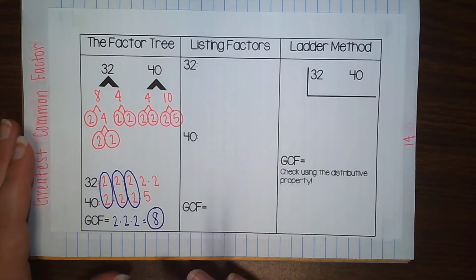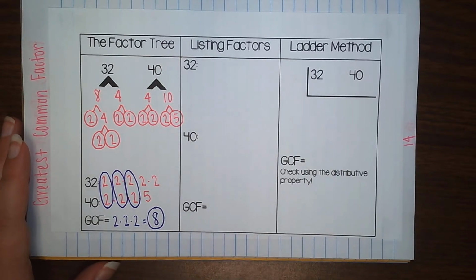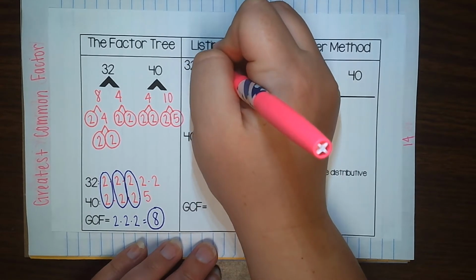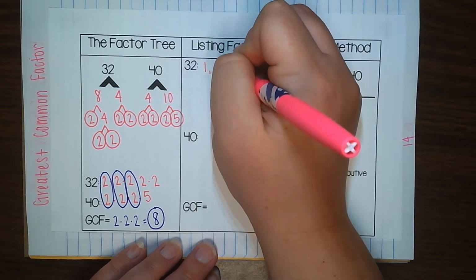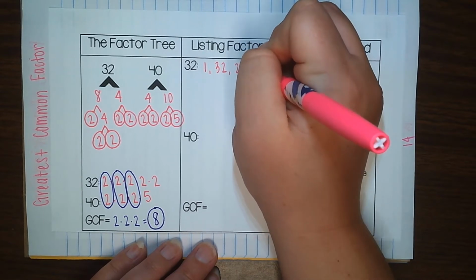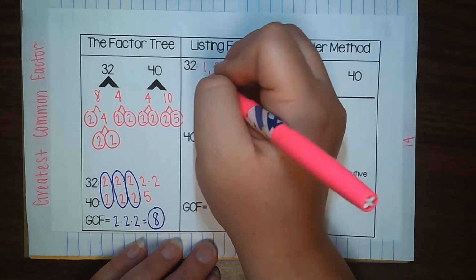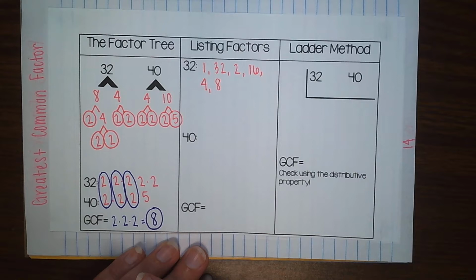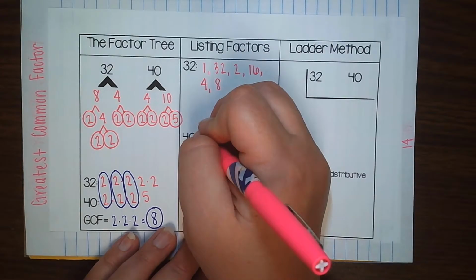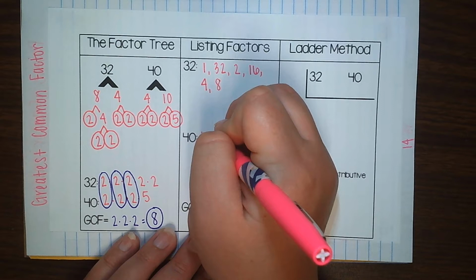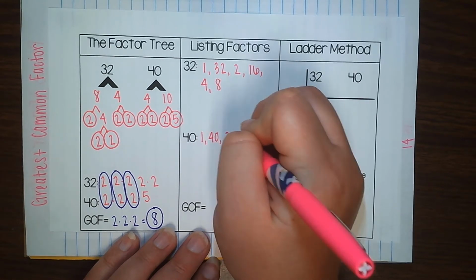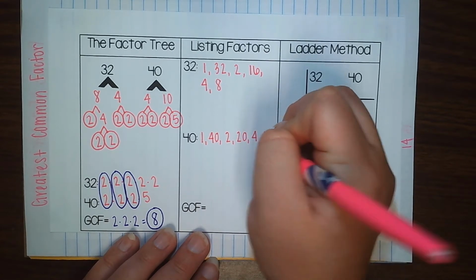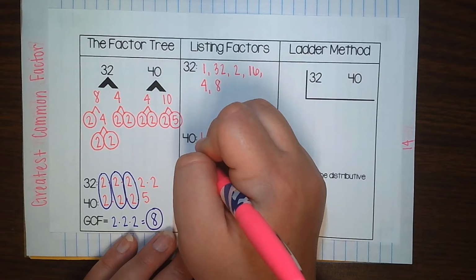Next is listing factors. I know that you guys are familiar with this. If we list our factors, I know that we have 1 and 32, 2 and 16, 4 and 8. Then for 40, we have 1 and 40, 2 and 20, 4 and 10, and 5 and 8.